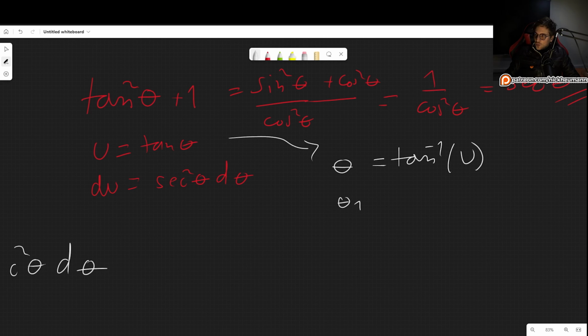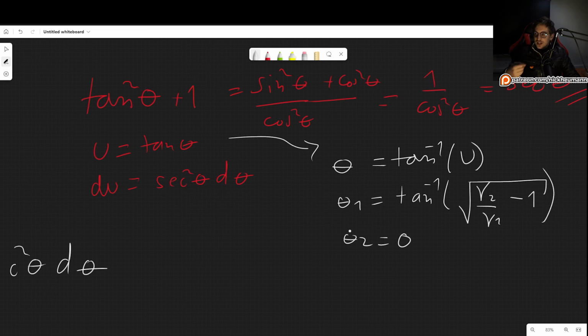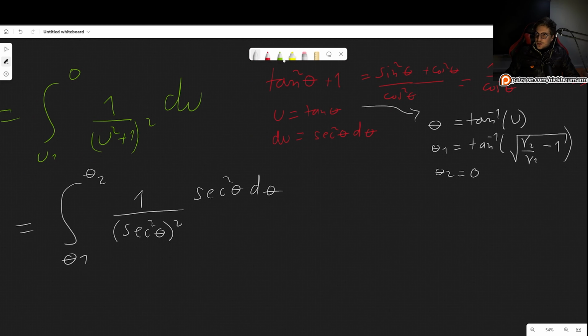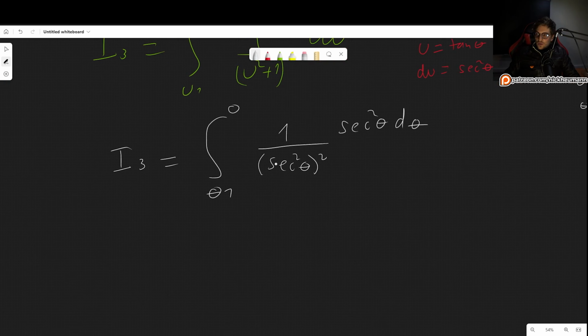So thus theta 1 is the inverse tangent of u1, which we know is the square root of r2 over r1 minus 1. And theta 2 is 0, because the inverse tangent of 0 is 0. Okay, so those are our two limits. So let's just write 0 instead of this. And of course here the secants will cancel out, and we get 1 over secant squared. And that, my friends, is simply cosine squared of theta.